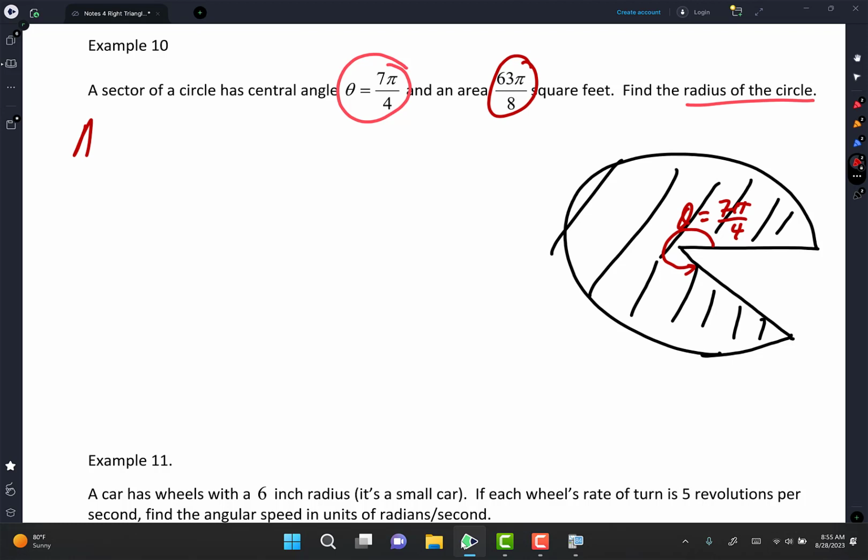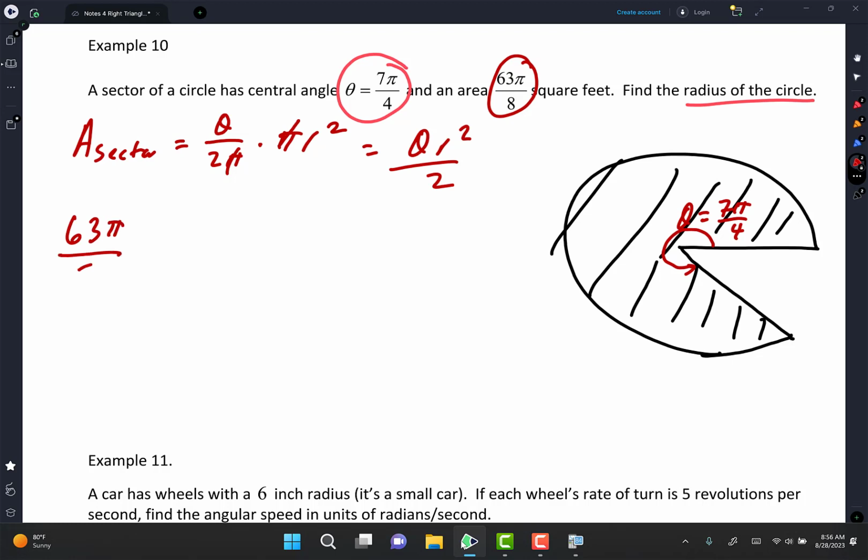So remember, guys, area of a sector for a circle is theta over 2 pi times pi r squared, which I guess the pi's cancel out, and you can write it as theta r squared over 2. That's if it's in radians only, right? All right, here we go. I'm going to fill this in. 63 pi over 8 equals 7 pi over 4 r squared divided by 2. All I did was plug in. I haven't done anything crazy, guys.